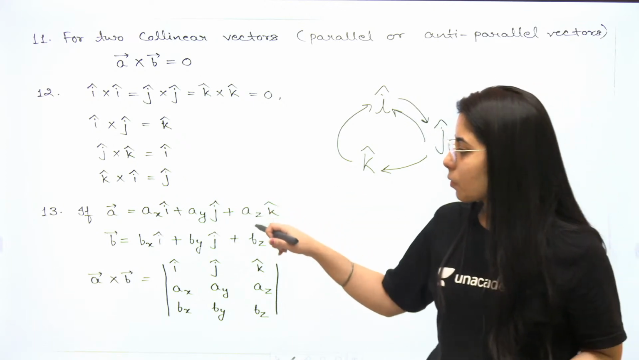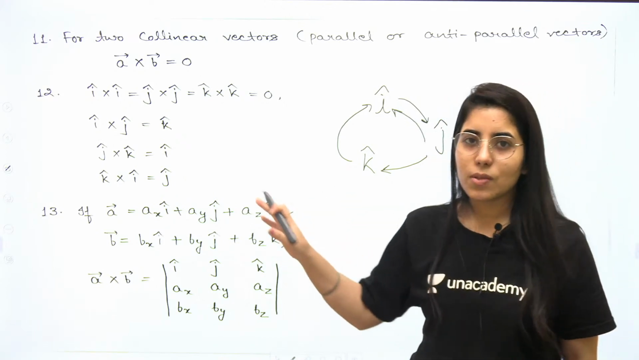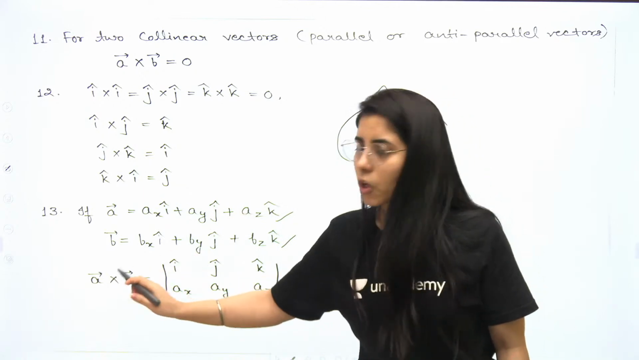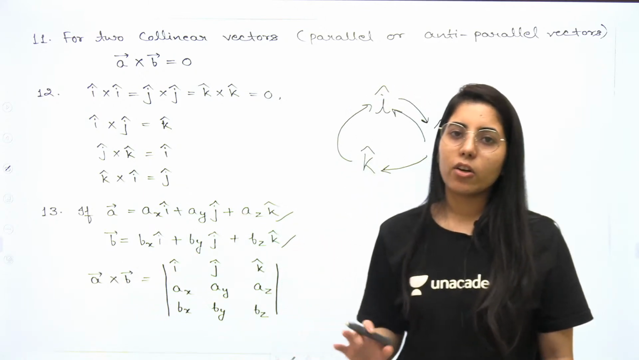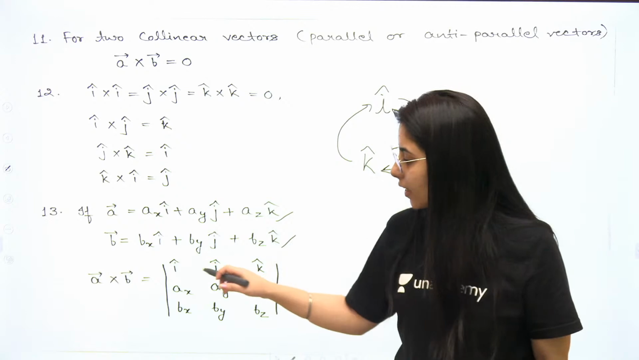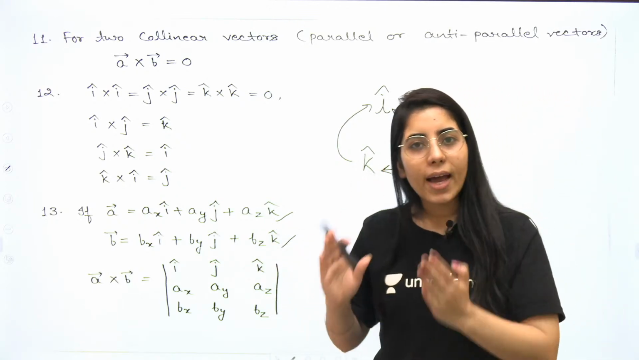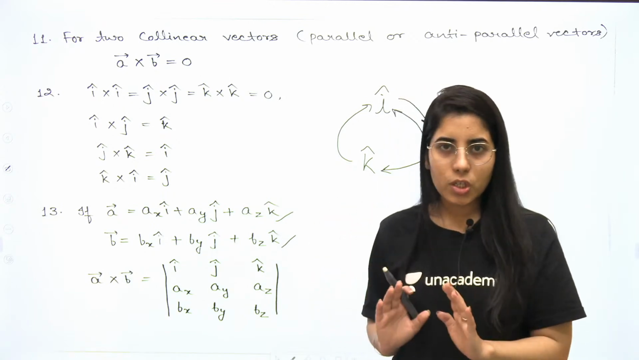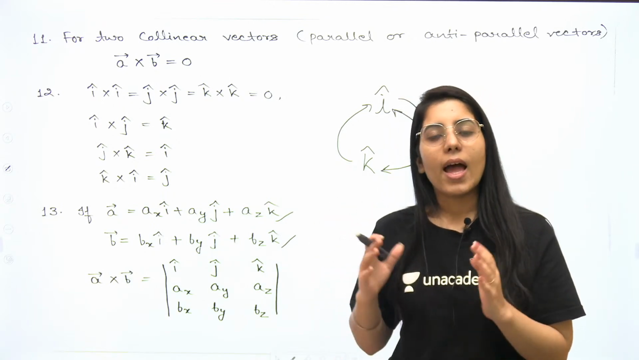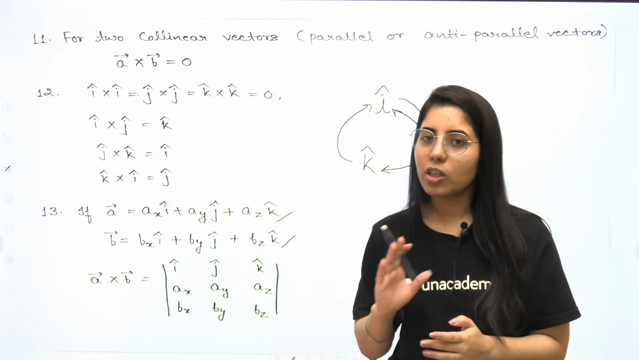Next point: anytime two vectors are given in this form, that is vector A and vector B, and you have to find the cross product of the two vectors, it will be like i cap, j cap, k cap. Then you can write it in terms of a matrix first, get its determinant, and that's going to be your final answer for the cross product.